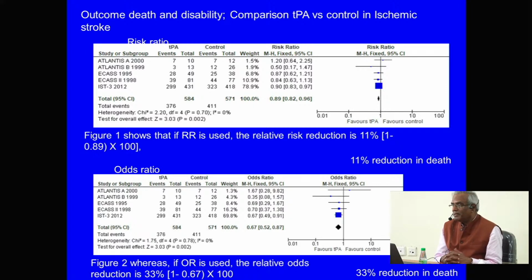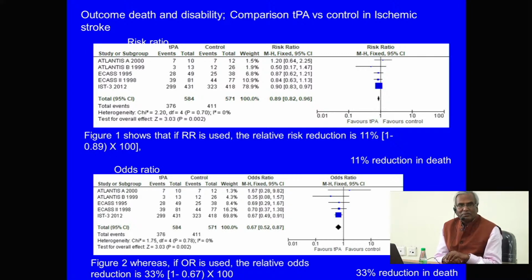So what is 11% there? Same data. And it becomes 33% here. 11% reduction, 33% reduction. So if you are a drug company and you want Dr. Jayaprakash to do a meta-analysis, you will also tell him to use what? Odds ratio. So that at the end you will say there is 33% reduction, right? You don't like 11% reduction, isn't it? Now you may think this is only theoretical.